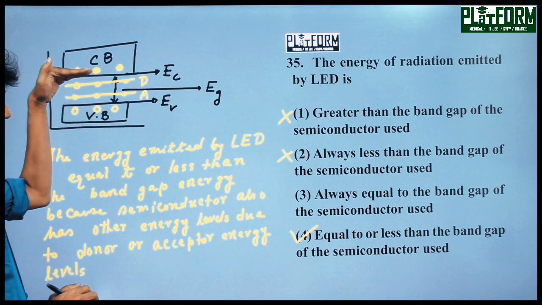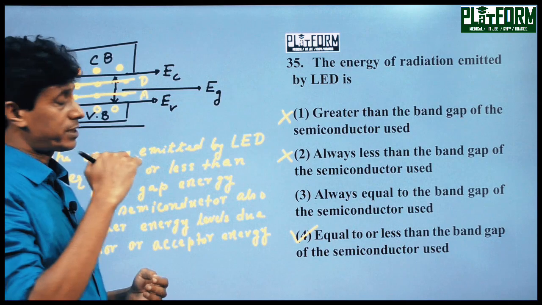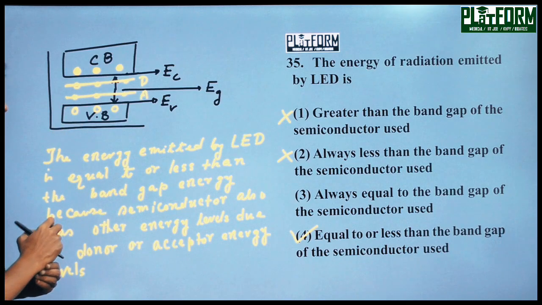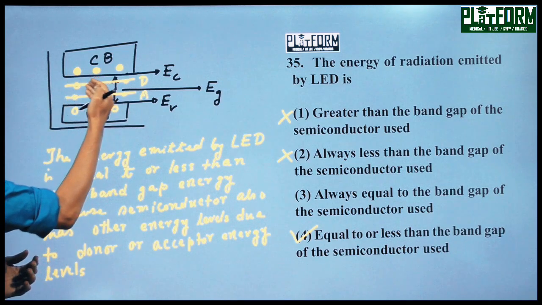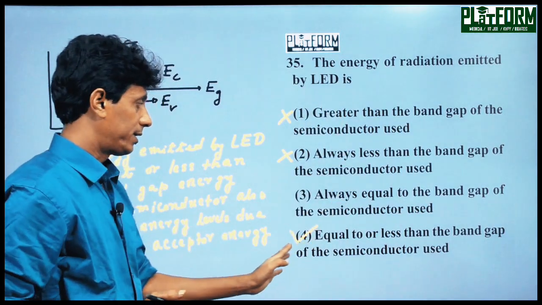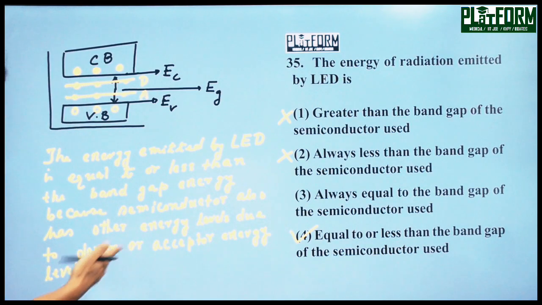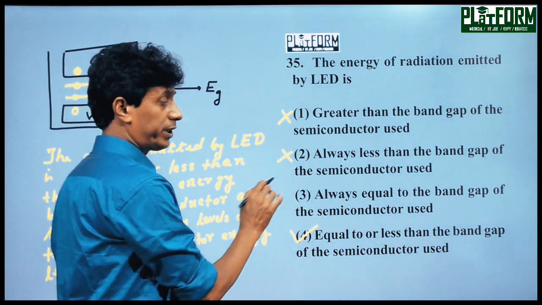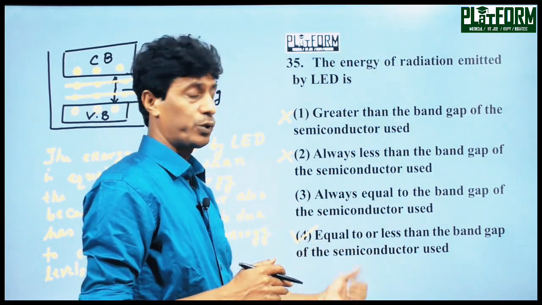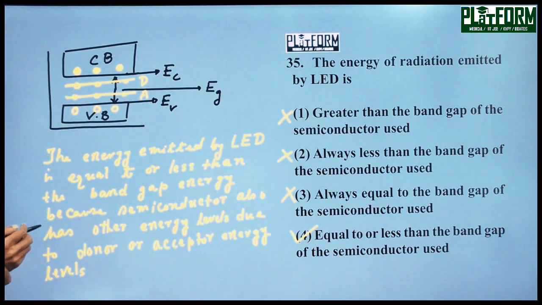Donor energy levels lie just below the conduction band and acceptor energy levels lie just above the valence band. So the transition of the electron may take place from the conduction band to the valence band or from the donor energy level to the valence band. So this is why the energy of radiation emitted by the LED is equal to or less than the band gap of the semiconductor used. Okay, so the right option here is 4. Option 3 is also a right statement, but it is not the most accurate answer. The more accurate answer is 4. So 3 is not the answer, though it is not incorrect.